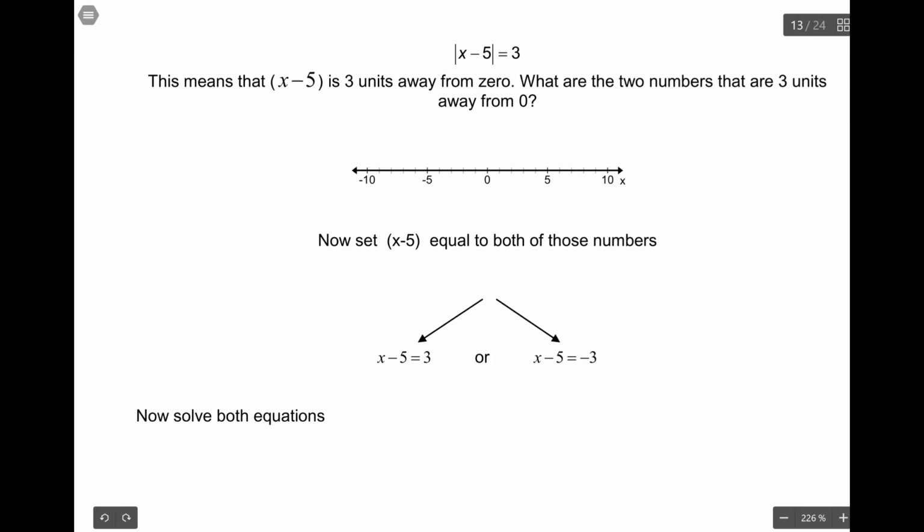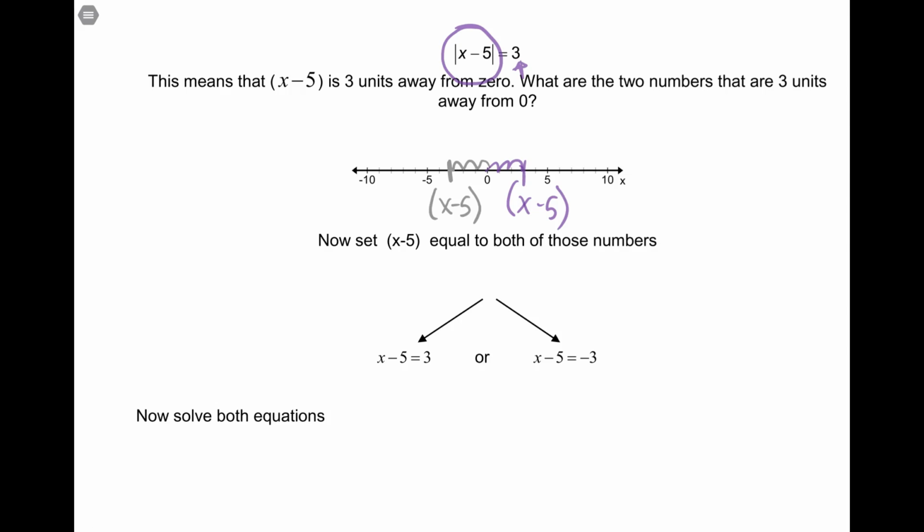What if I have the absolute value of x minus 5 equals 3? That means 3 units away from 0 is one of my solutions for x minus 5, and 3 spaces away from 0 on the other side is another x minus 5 solution, right? Because this is going to have a distance of 3 from the origin. So I have the positive case and the negative case.